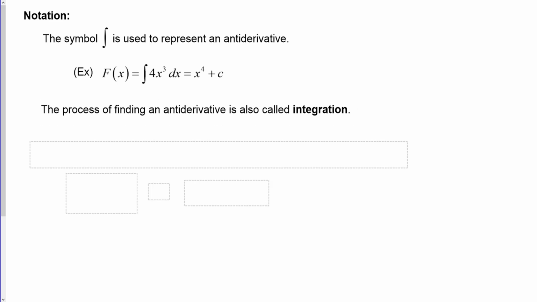Just so you know, the process of finding an antiderivative is also called integration, and often we use these terms interchangeably, so you can hear either one and it means the same thing.